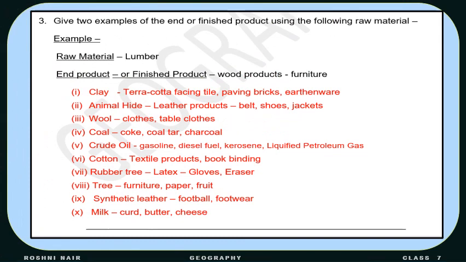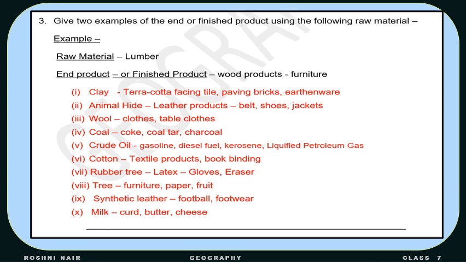Question number 3, I had told you to search for examples of the end or finished products using the following raw material. I had given you the names of raw material. See, these type of questions you can write any answer. There are very less chances that our answers are similar, because using the same raw material you can make so many finished products. I had given you an example also.